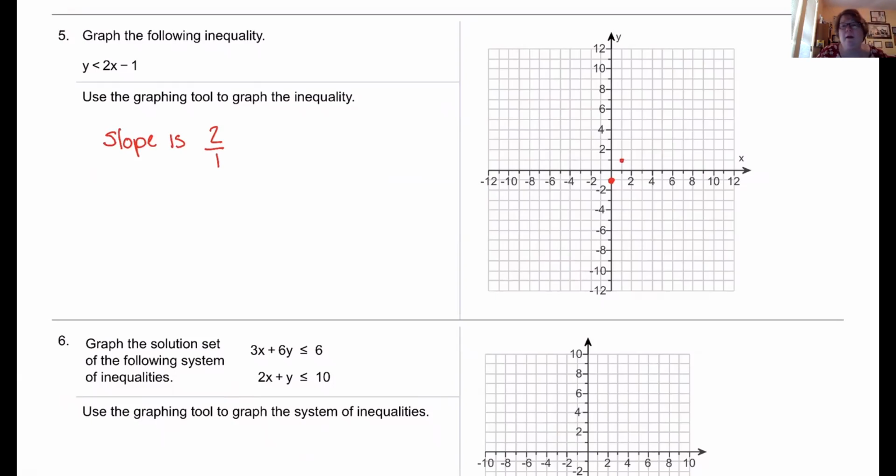So I'm going to plot a point at 1, 1, and then that'll draw my line for me in my MATLAB. Now, I do need to draw this as a dashed line. Since I have less than, not less than or equal to, I draw this dashed.